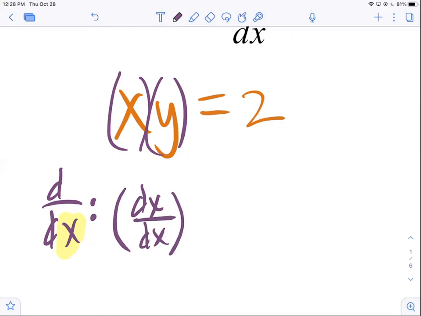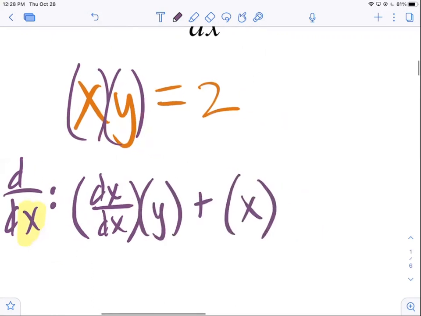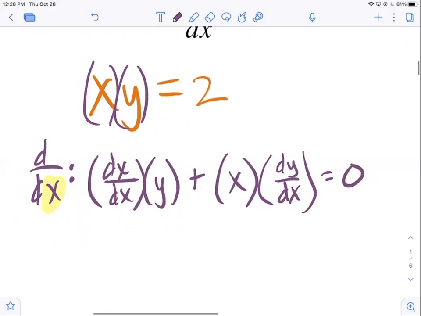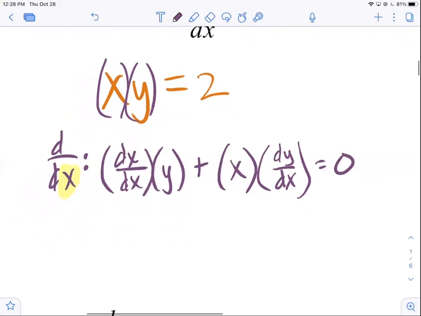The derivative of x with respect to x is dx dx times y goes along for the ride, plus x goes along for the ride times what's the derivative of y with respect to x? dy dx. Yep. Equals, and then what's the derivative of a constant with respect to x? 0. I ain't changing, right? So that's the product rule.